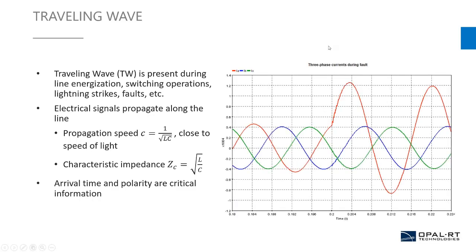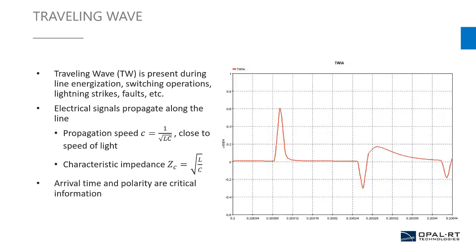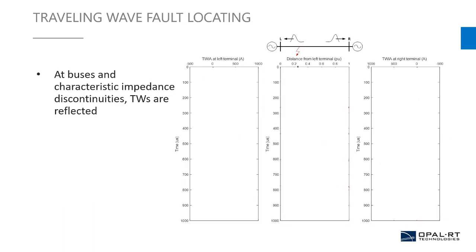On the right, these are some current waveforms from a simulation of a single line to ground fault on phase A. If we zoom in on the phase A current, we could see these step changes. These step changes will propagate to both ends of the line in the form of current traveling waves. If we apply certain filters to these waveforms, we will be able to capture the traveling wave peaks. So the arrival time and polarity of these traveling wave peaks are critical information since they indicate the direction of the traveling wave as well as the fault location.